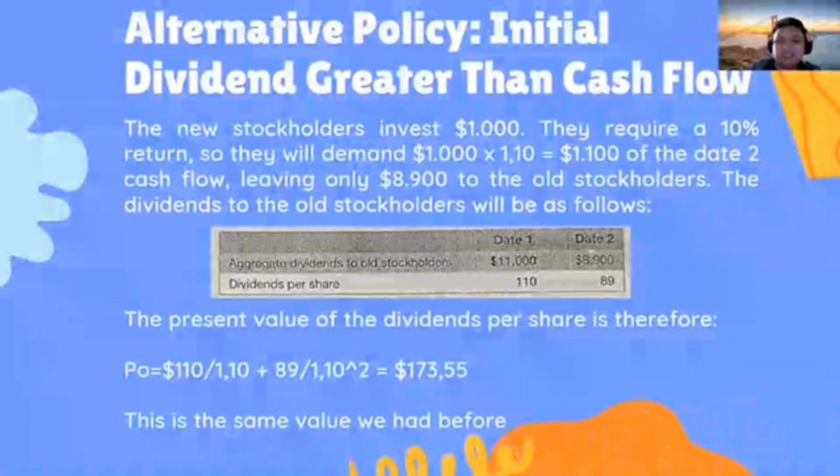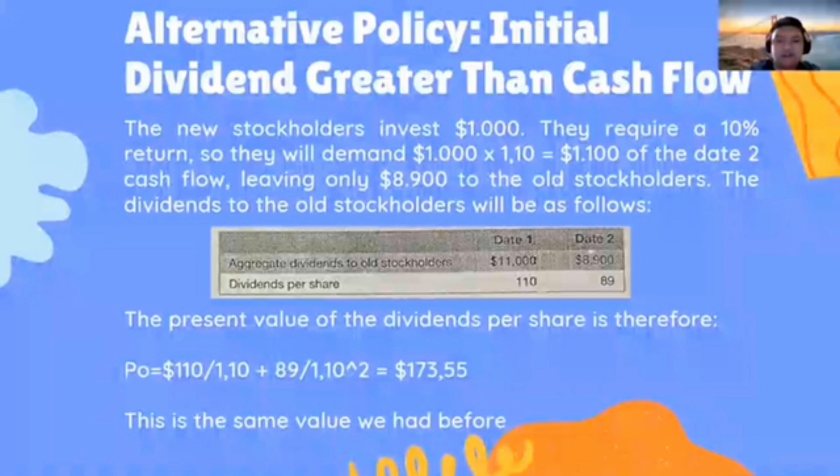So here's the calculation for the alternative policy. The new stockholder invests 1,000. They require a 10% return, so they will demand 1,000 times 1.10, which is 1,100 of the date 2 cash flow, leaving only 8,900 to the old stockholders. The dividend to the old stockholders will be as follows. As you can see in the picture, the aggregate dividend at date 1 will be 11,000 due to the new stockholder investment, and will be 8,900 at date 2 due to the 10% required return. So this will put the dividend per share at 110 in date 1 and 89 in date 2.